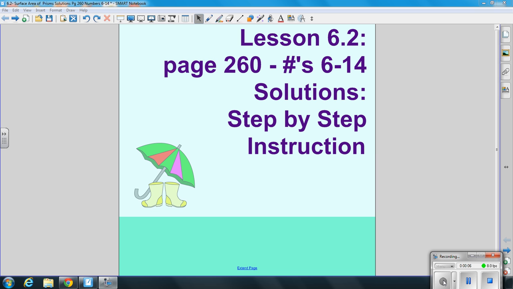We're going to cover page 260 in your math textbook, and we are going to go over numbers 6 through 14. Step by step, I'm going to show you how to solve the problems. Part of this lesson, whatever is not finished, will be for homework tonight. So if we don't get through 6 through 14, you'll have to finish it for homework tonight. You will have a field trip tomorrow, so it is due on Friday. Okay, so let's get started.